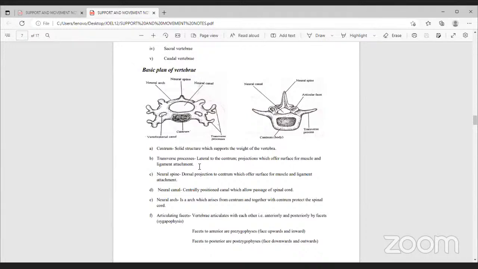Number two, the transverse processes. Look at the second diagram here on your right. The transverse processes are wing-like structures found on either side. We have a transverse process here, and another transverse process here. On the left-hand side of your diagram, the transverse processes are also evident. You can see they are elongated, large, and long.